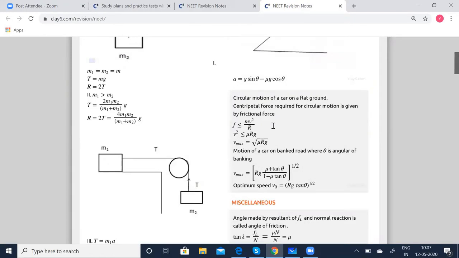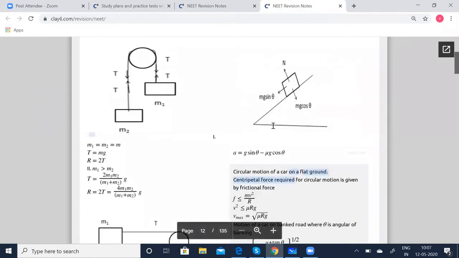Angle of repose is the minimum angle of inclination of a plane with the horizontal such that a body placed on the plane just begins to slide down. So you saw the object sliding down. This is called the angle of repose. Now coming to acceleration. Acceleration of a body down a rough inclined plane is a is equal to g sine theta minus mu cos theta.